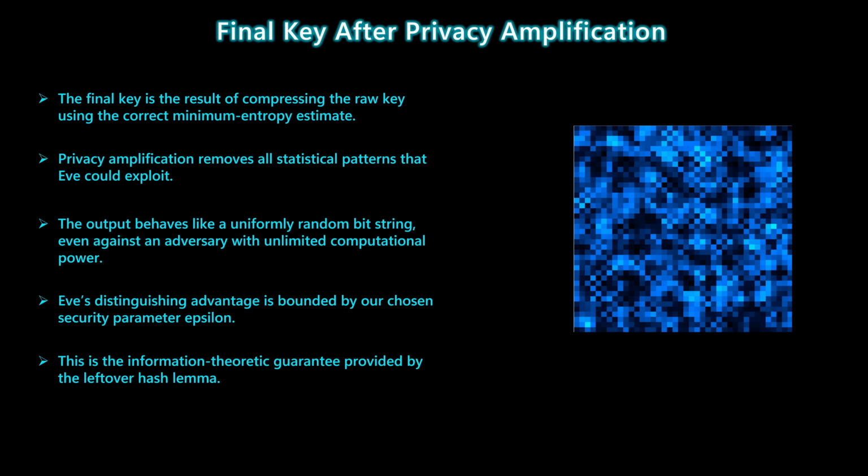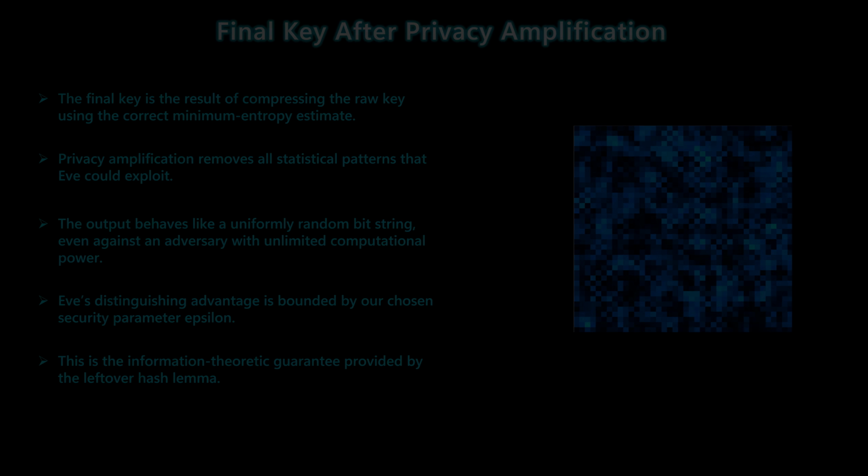Once privacy amplification is applied using an accurate entropy estimate, Eve's knowledge becomes mathematically negligible, and the final key becomes suitable for any cryptographic purpose. Here is a quick summary of the video.